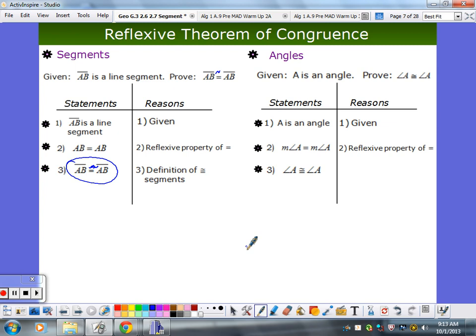So how come now I can make the statement that they are congruent? Angle A congruent to angle A. Because the measures are the same, and that's the definition of congruent angles. If the measures are the same, they are congruent by the definition of congruent angle. So now we have two new theorems. These are theorems. So now I can say, if I need to, in another proof, angle A congruent to angle A, I can say that because of the reflexive property or reflexive theorem of congruence.